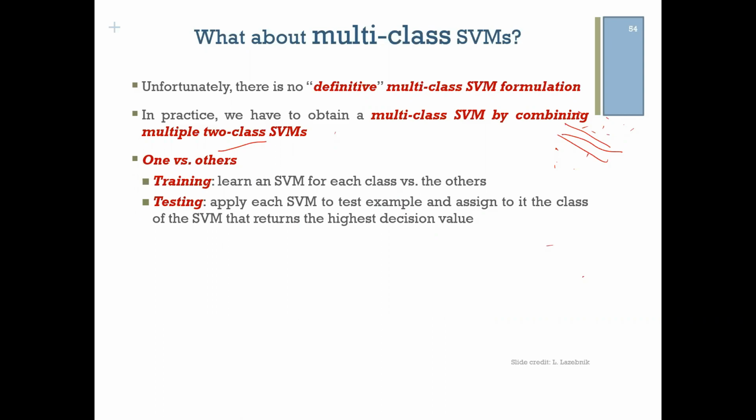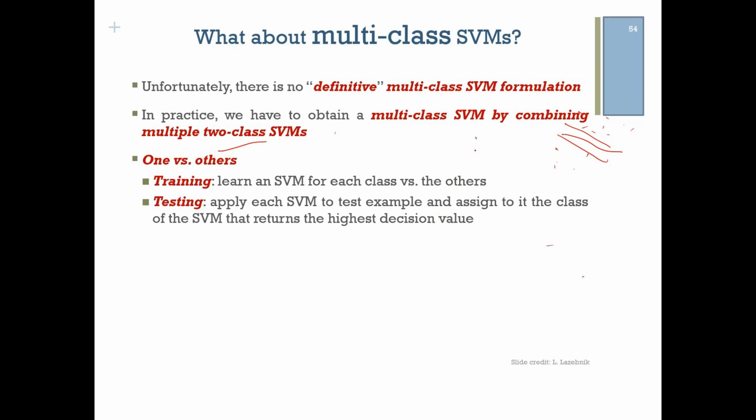Number one is the one we call one versus others, because we have to train pairwise. One versus others. That is, here you learn an SVM for each class versus the others. Then apply each trained support vector machine to the test example and assign it to the class of the SVM that returns the highest decision value.